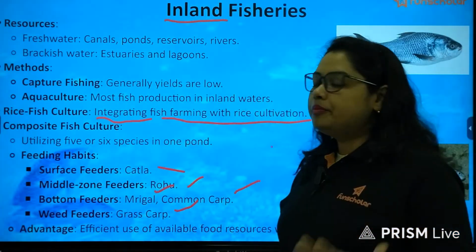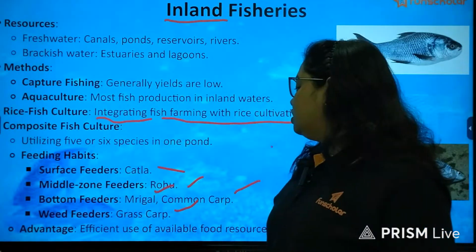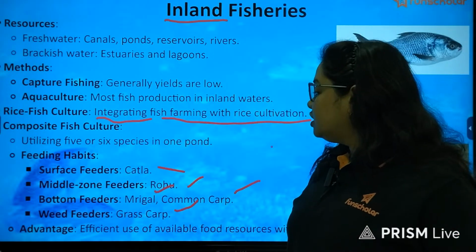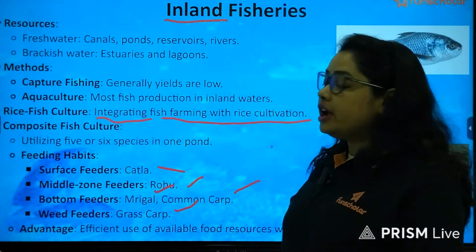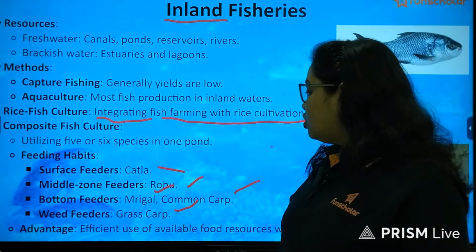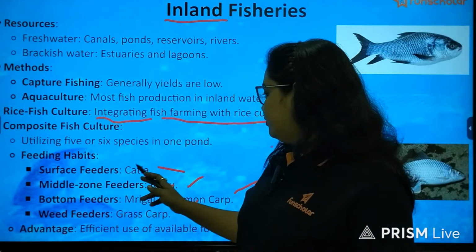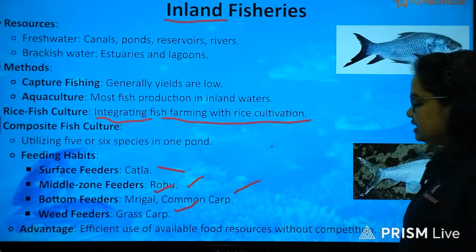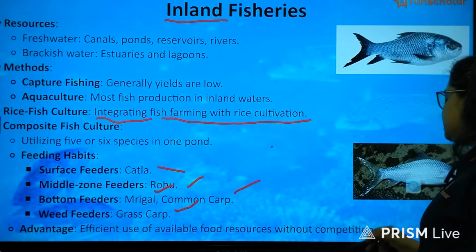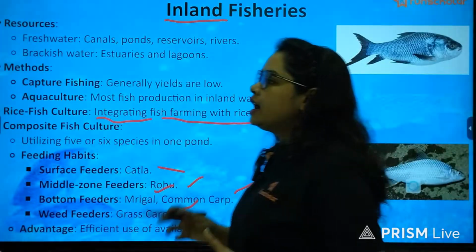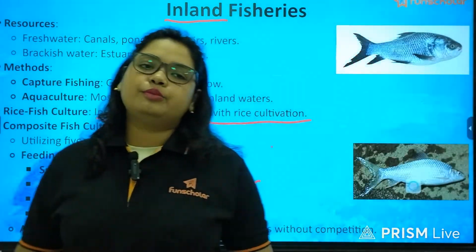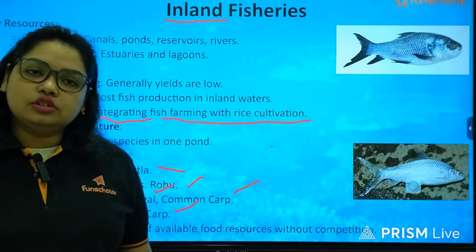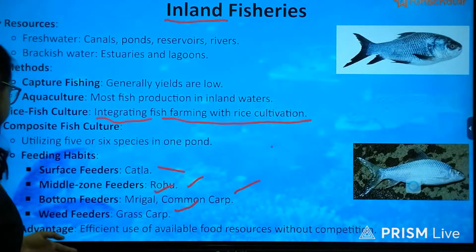So from the bottom up, we have weed feeders, feeding on the weeds. Then we have bottom feeders like mrigal and common carp, which feed on the zooplanktons, phytoplanktons at the pond bottom. Then middle zone feeder like rohu, and finally surface feeder like katla. So the advantage here obviously is efficient use of available food resources without competition. The entire food resource of the pond will be utilized by different species in different layers, and there will be no competition.